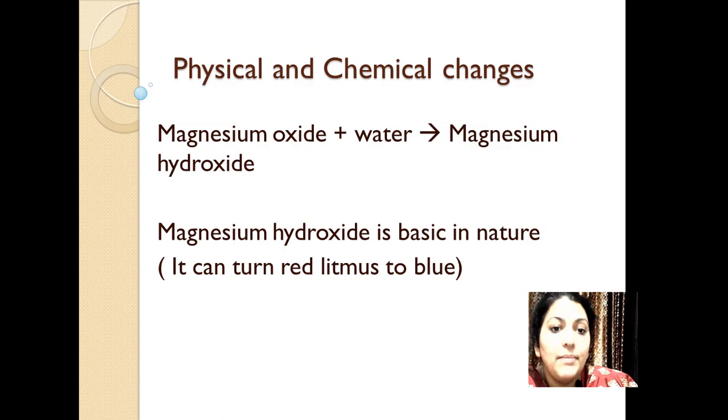See here, magnesium hydroxide. This is the chemical word equation for that reaction. Magnesium oxide combines with water to become, or gives, magnesium hydroxide. So you are familiar with magnesium hydroxide from the previous lesson, right? Where did you hear magnesium hydroxide? Exactly, as a content of antacid, isn't it?